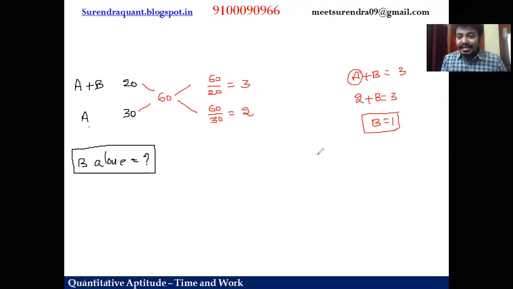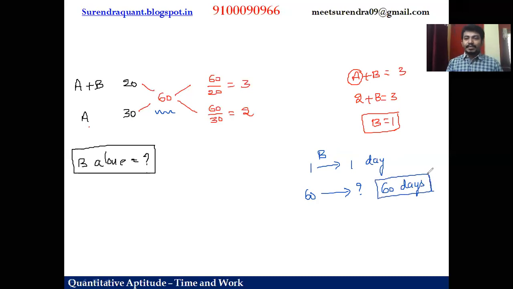Now, B can eat one chocolate in one day, 1 unit in one day. Now the total work is how much? Total work is 60 units. In how many days can he eat 60 units? Simply 60 days, right? So simply you can solve if you typically follow the LCM model, right?